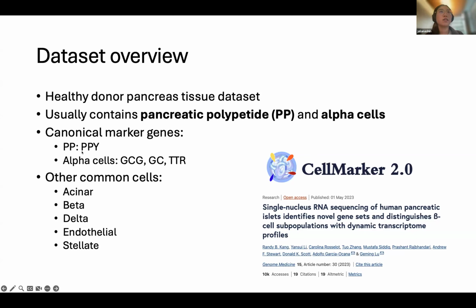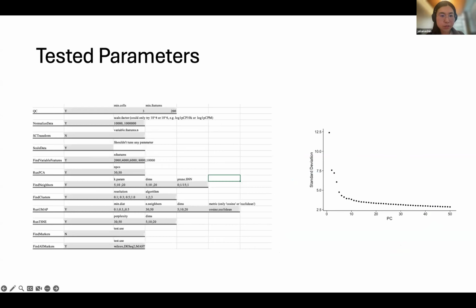So I narrowed down on a couple genes. For the PP cells, I was looking for PPY expression. And for alpha cells, I was looking for GCG, GC, and TTR gene expression. But then I also knew that there are other common cells in the pancreas, like acinar, beta, delta, endothelial, and stellate. So I also kept in mind that those might also be present in this data set. So just to show what I tested out, here's an overview of all of the parameters that I tested. I just played around with a couple and then assessed how clean the clustering was.